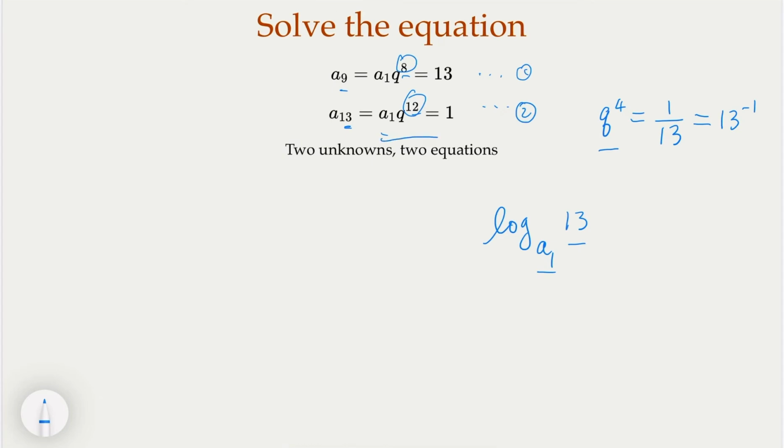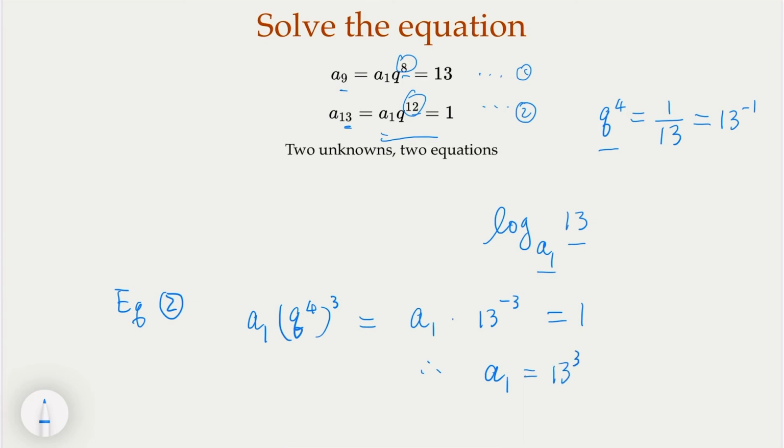You're going to notice that q to the 4th power can give you q to the 12th power, which is q to the 4th, to the 3rd power. So let's use equation 2. Rewrite equation 2: here is a1, and q to the 12th power is equal to q to the 4th power raised to the 3rd power. Earlier, we know that this is 13 to the negative 1, and then to the 3rd power would be negative 3. So that is equal to 1. So what is a1? a1, of course, is equal to 13 raised to the 3rd power.